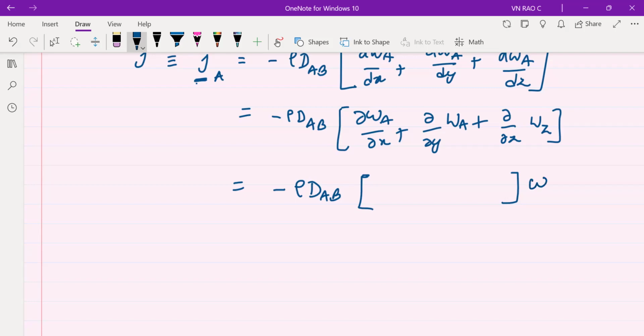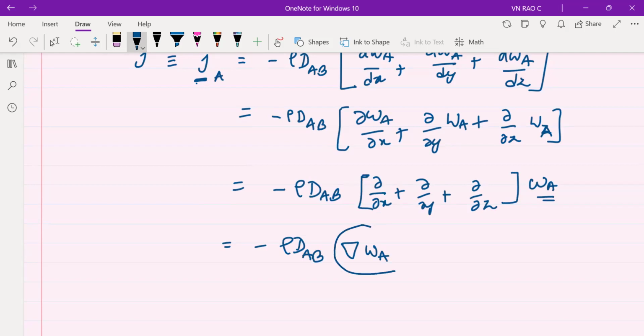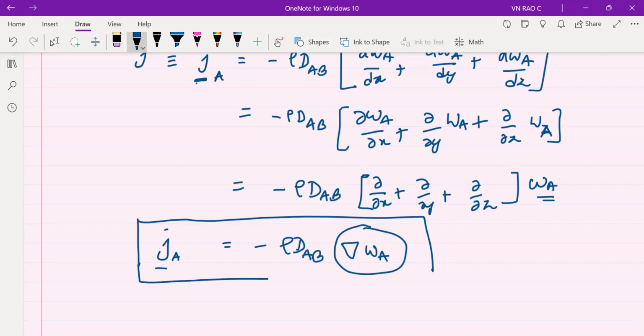Okay, so this is W_A. This portion is dou by dou x plus dou by dou y plus dou by dou z, and this is a scalar quantity. This is minus rho D_AB. This is the del quantity into W. So this is the gradient of W. This is the vector molecular mass flux of component A. So this is the vector form of Fick's law.